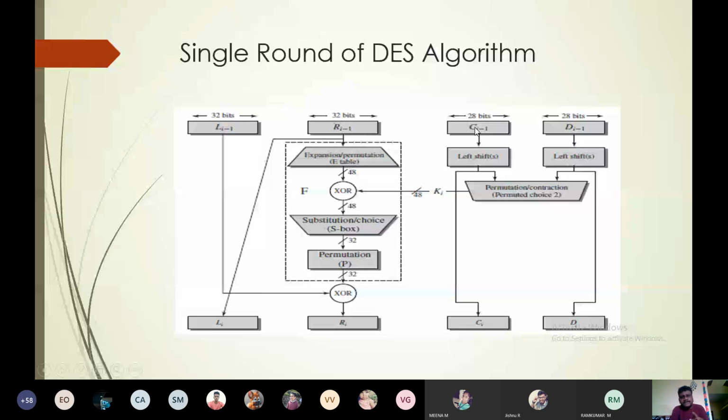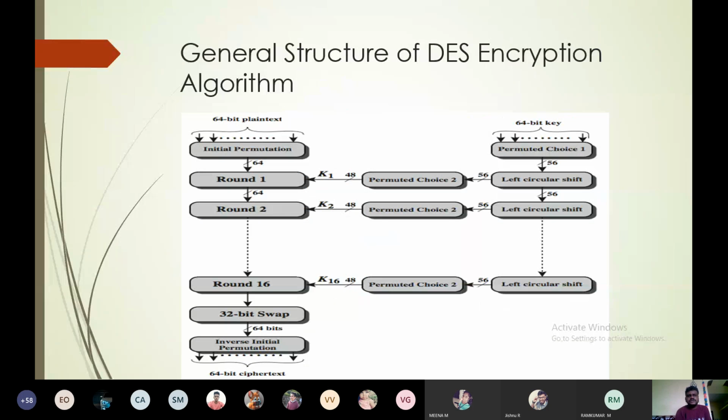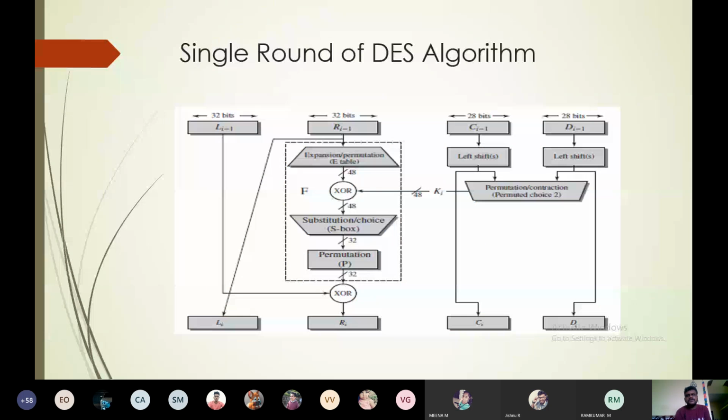Now the left shift has happened. After left shifting, C and D are compressed or contracted by using a permutation. That permutation is nothing but permuted choice 2. What is permuted choice 2? That 56 bits is converted into 48 bits. Clear? So we have now seen permuted choice 2, which is nothing but this here. The 56 bits is converted into 48 bits, deleting some of the elements.